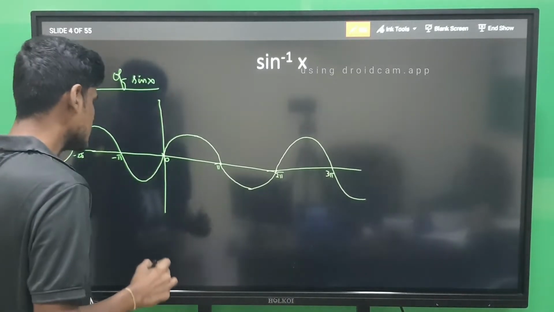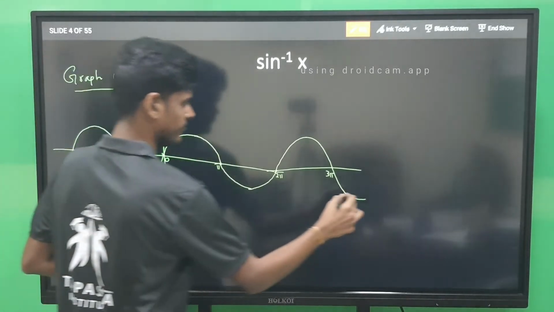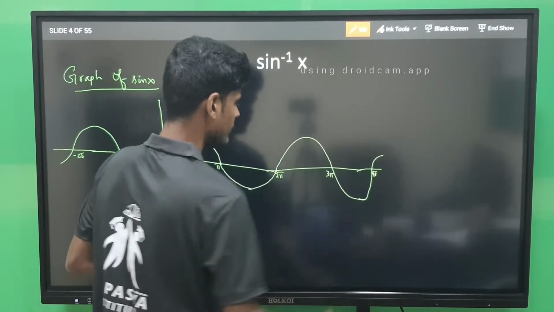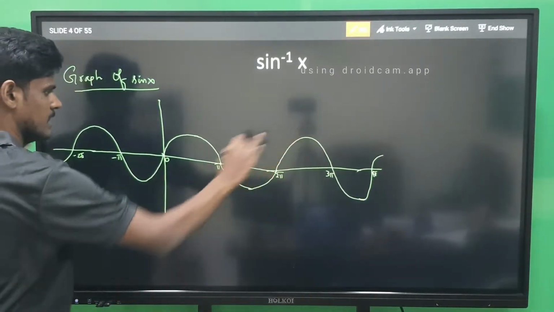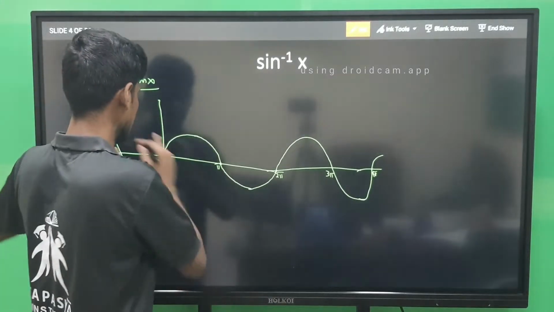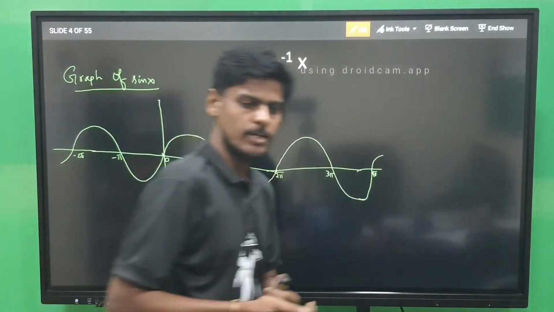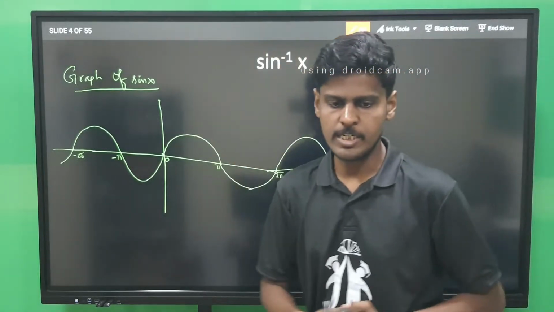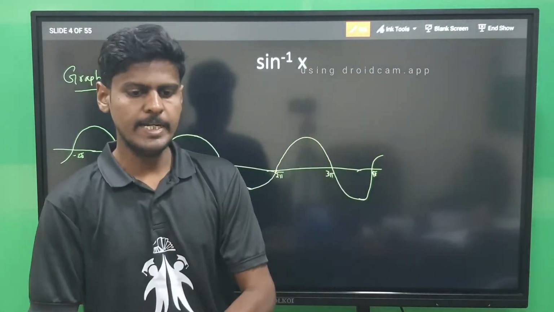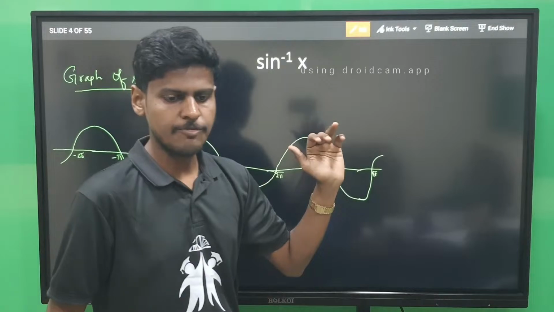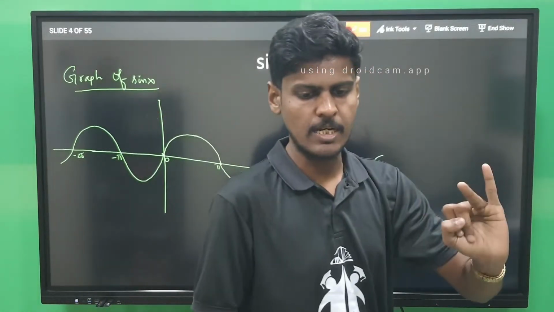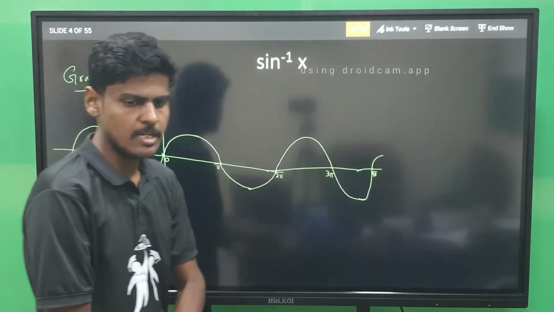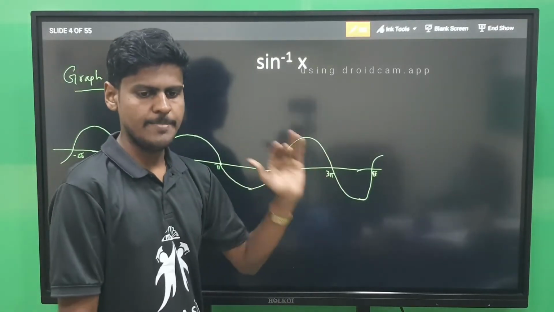Now what do we understand from this? By looking at this graph, we can see that this is obviously not a one-to-one function. We know that for finding the inverse of a function, it should be bijective in nature. What is the bijective nature of a function? It should be one-to-one as well as onto. By the graph, we can understand that this function is not one-to-one. It is actually a many-to-one function.